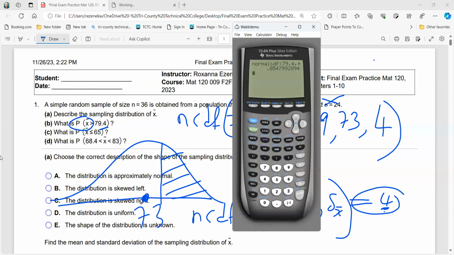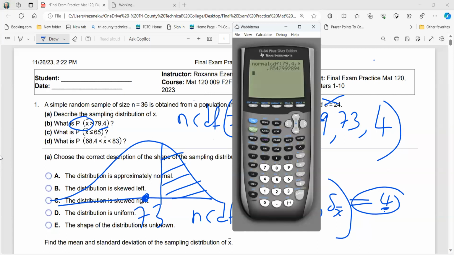How did I get the probability? Oh, this question means, what is the probability? That's what it means. What is P? That's the probability that the random variable X bar is greater than 79.4.